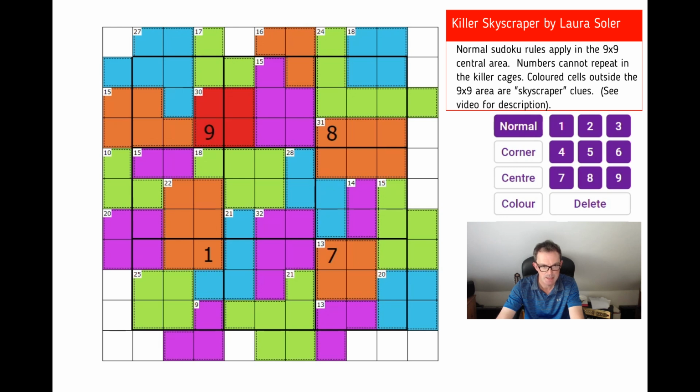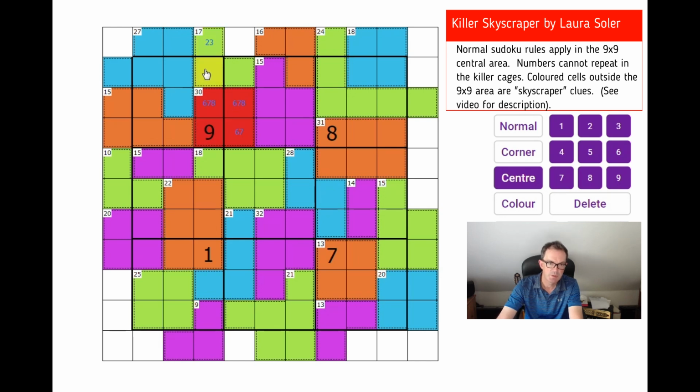Alright, 30 cage in 4 cells. With a 9 here, the other cells can only be 6, 7 and 8. So 6, 7, 8 and 9 add up to 30. This can't be an 8 because of the 8 here. So this square, which is one of the squares outside of the Sudoku grid, has to obey the skyscraper rule because it's coloured. With the 9 here, the maximum this square could be would be 3, and the minimum it could be would be 2. So this is a 2 or a 3.